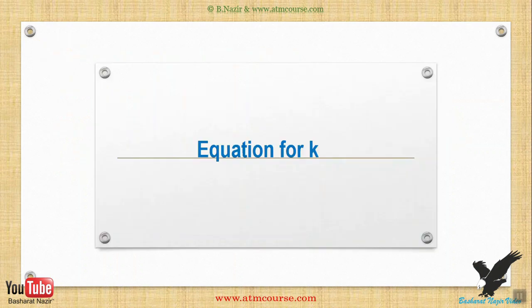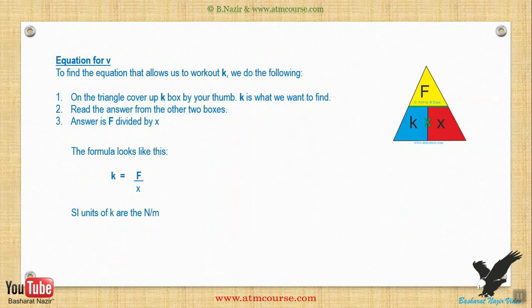Equation for K. Let us see how to read the equation when we wish to find the K term. To find the equation that allows us to work out K, we do the following. Step 1. On the triangle, cover up the K box with your thumb. K is what we want to find. Step 2. Read the answer from the other two boxes. Step 3. Answer is F divided by x.